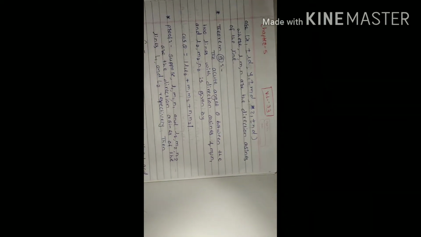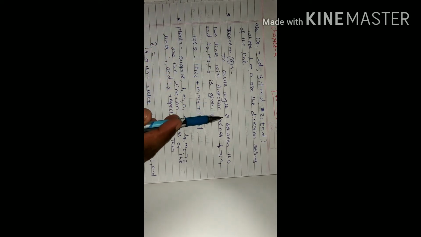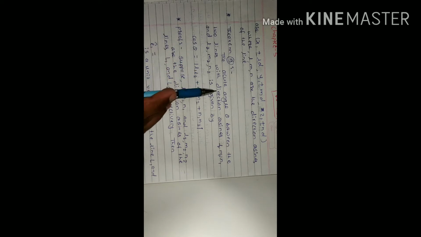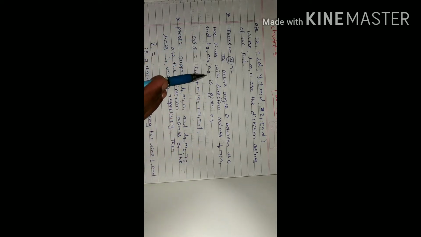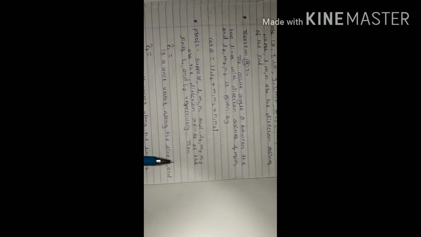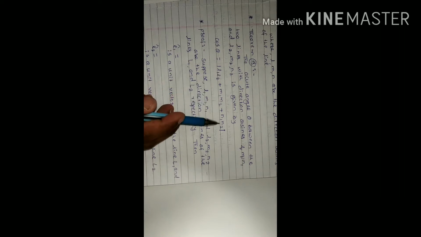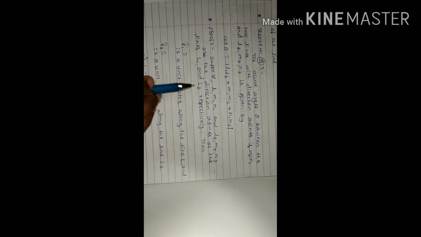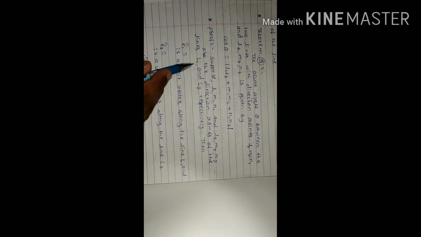Hello students, now we are continuing the next points of vectors. The next theorem, theorem number 9: the acute angle theta between the two lines with direction cosines l1, m1, n1 and l2, m2, n2 is given by cos theta equal to the modulus of l1 l2 plus m1 m2 plus n1 n2. In the proof, suppose l1, m1, n1 and l2, m2, n2 are the direction cosines of the lines L1 and L2 respectively.